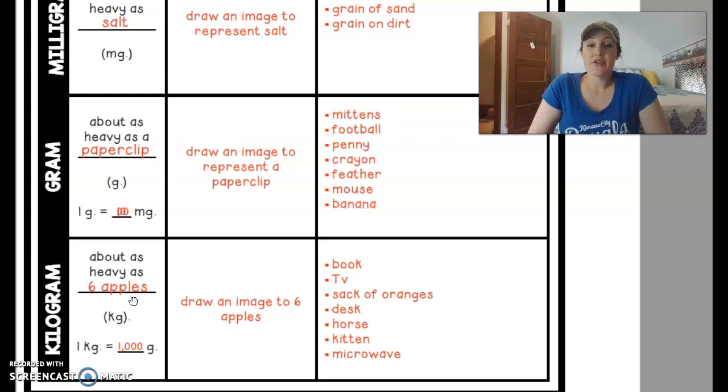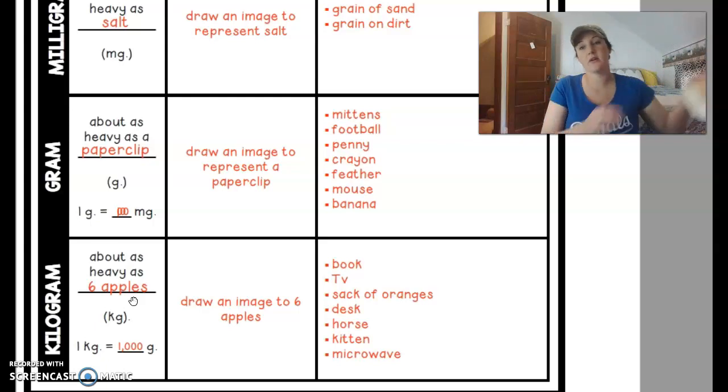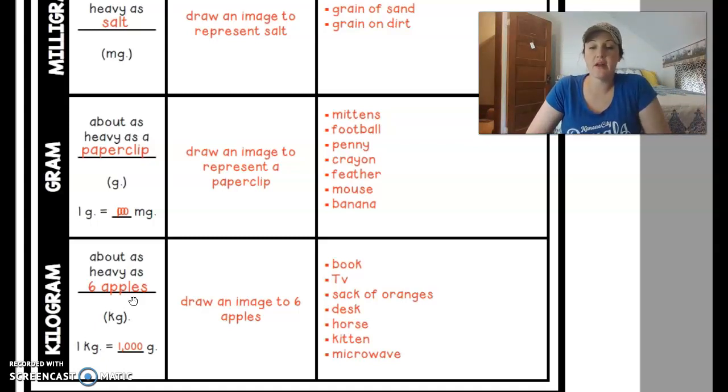Some things that we would measure using kilograms: books, heavier books, let's see, like a textbook. This is probably going to weigh a couple kilograms because it's thicker. Your TV, a bag of oranges, your desk, a horse, a kitten, a microwave. Okay, those things are going to weigh kilograms, or the mass, I should say, not weigh. The mass of them would be kilograms.